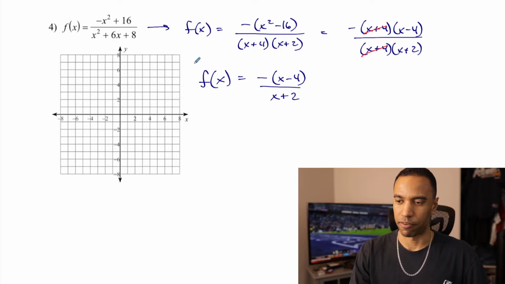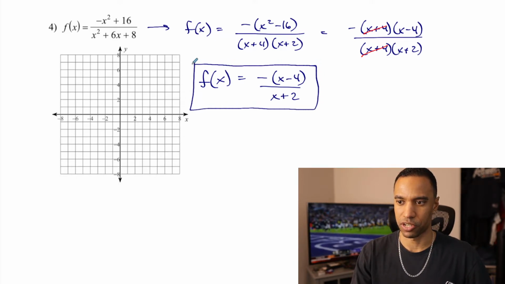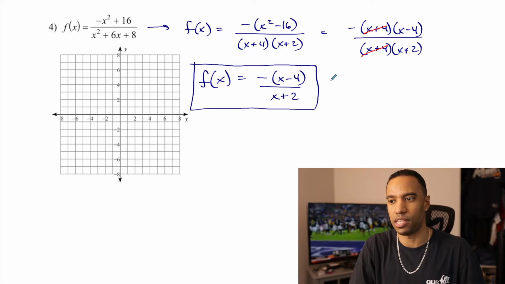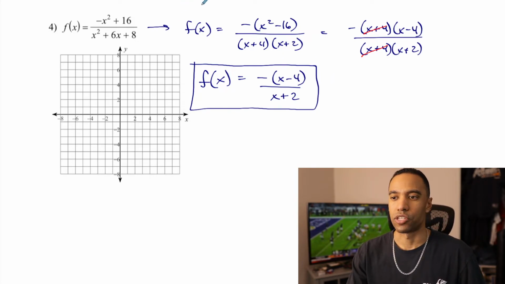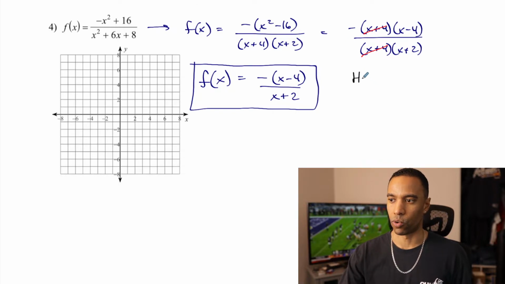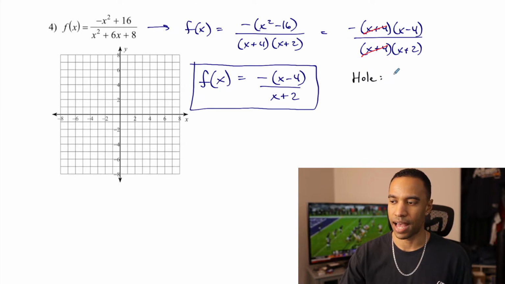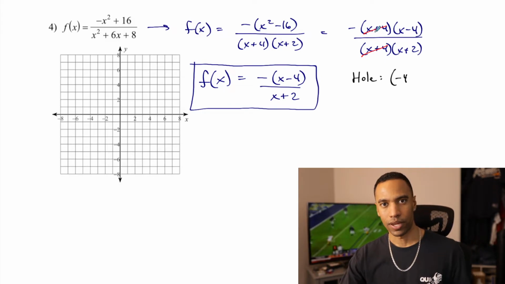So this is the simplified version of this thing where we can figure out things like x-intercepts, we can use sign charts on these, we can do asymptotes, and so on. Vertical asymptotes. Okay, so let's start with the holes, or hole in this case. Just a single hole at x equals -4. That's where you'd get 0/0 pre-cancellation.